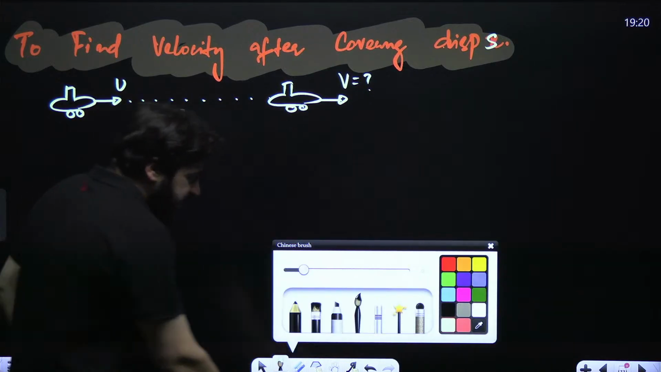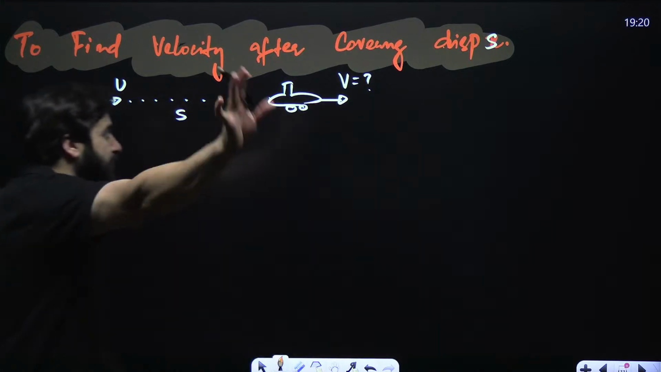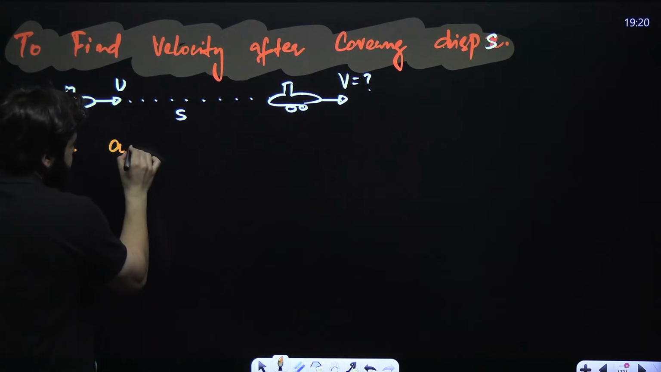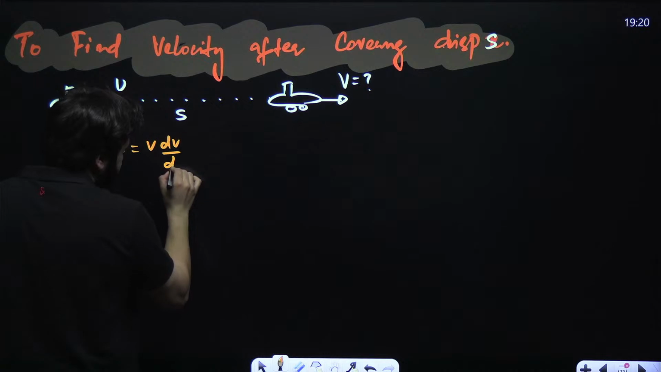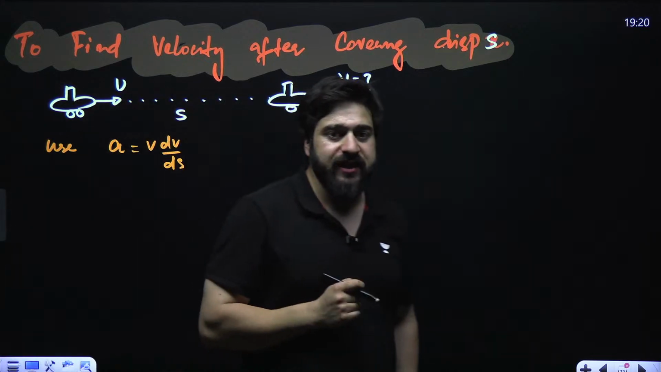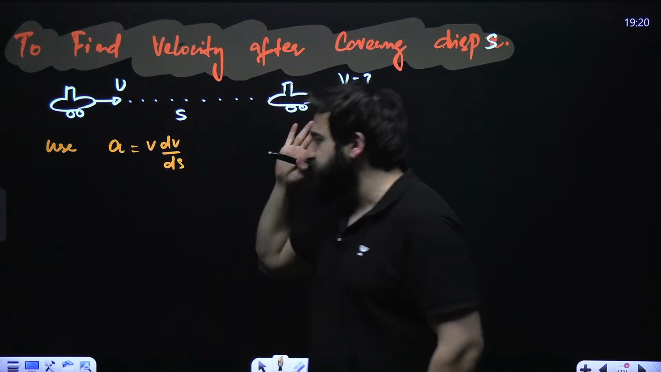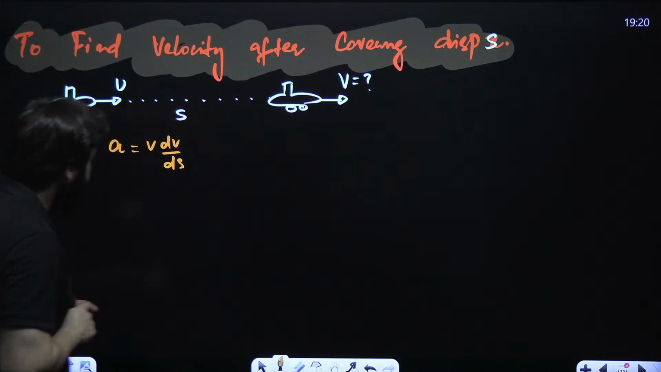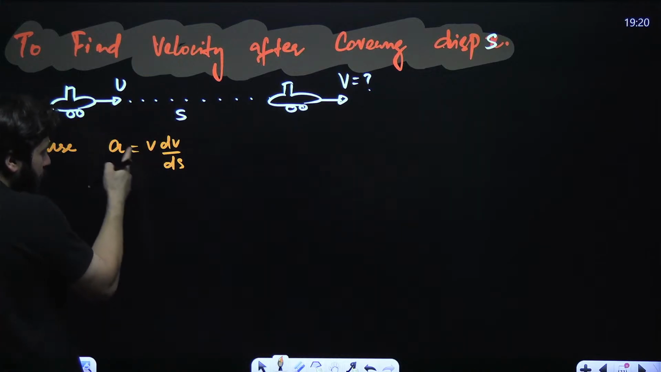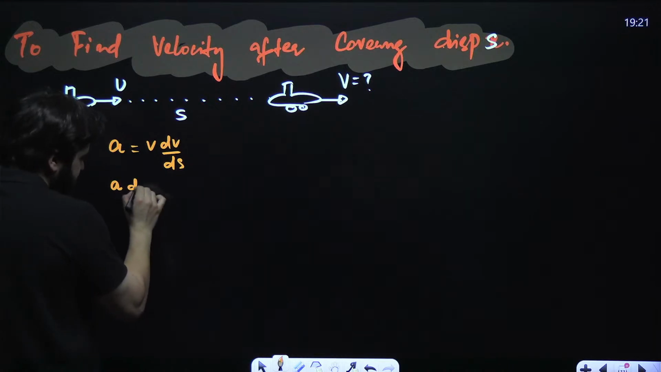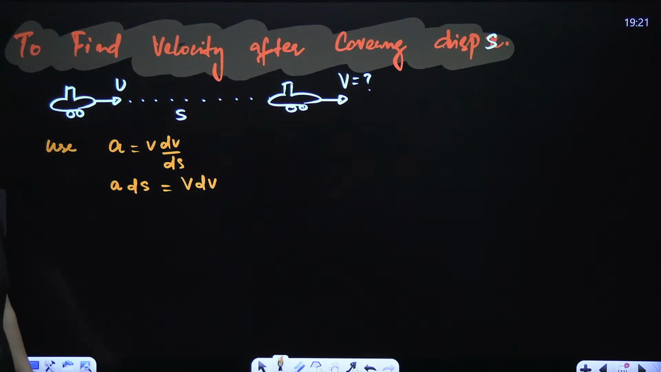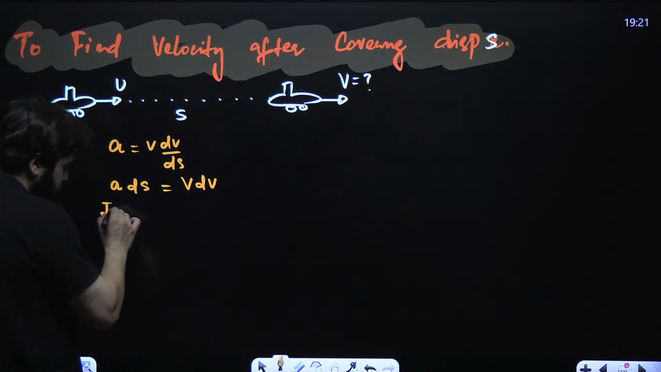In this particular case, I would want you to use a is equal to v dv divided by ds. This is the equation that we have studied, the acceleration versus displacement relation, the a and s relation. I want you to multiply this ds over here. So a into ds will give you v into dv exactly over here. Now guys, I want you to integrate both the sides.